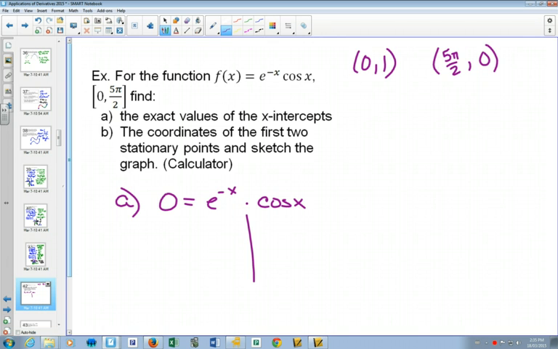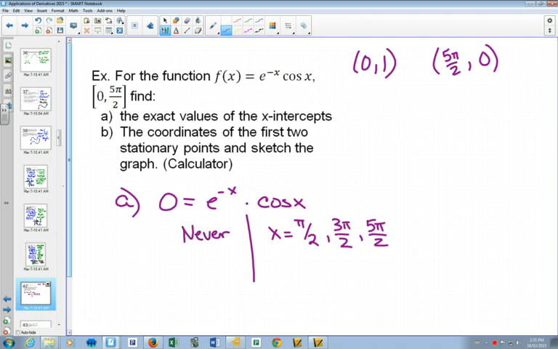The cos? Okay, so thinking about your unit circle and thinking about where cos is equal to 0, what values would you have? Pi over 2, 3 pi over 2, and we would include 5 pi over 2 as well, but we already figured that one out. So those are our x-intercepts. Now we go to the harder task. Where is e to the negative x equal to 0? Never.